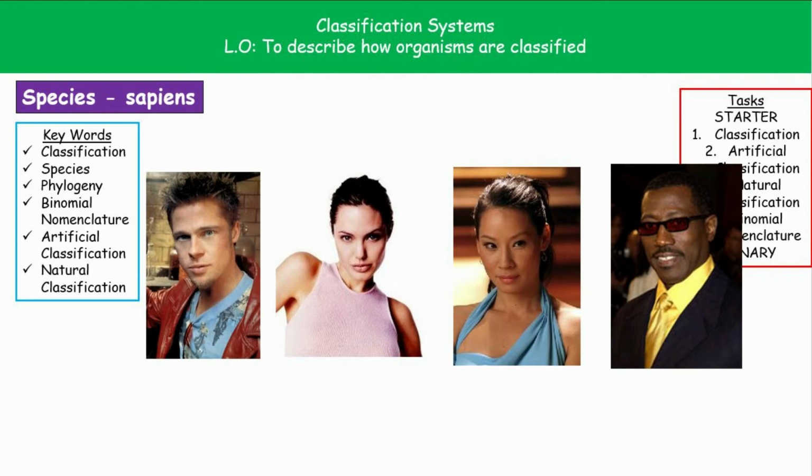Which brings us to our last step, which is the species. So as humans in the modern day, our species is sapiens. So we are referred to as Homo sapiens. So it's the genus and the species, that's what makes up our name. So every single human being alive on the planet today is a Homo sapien.